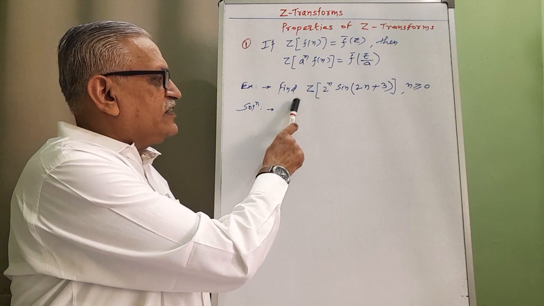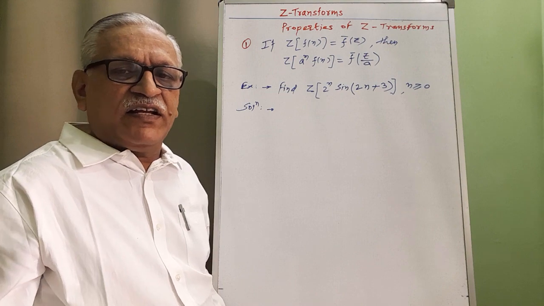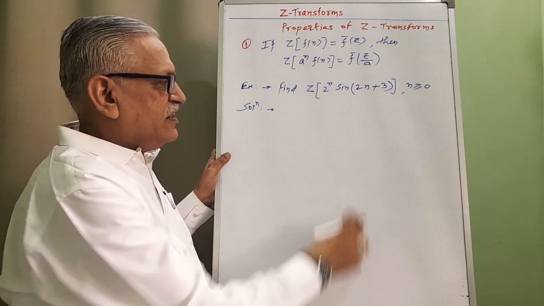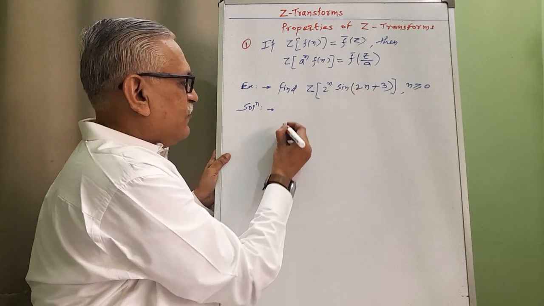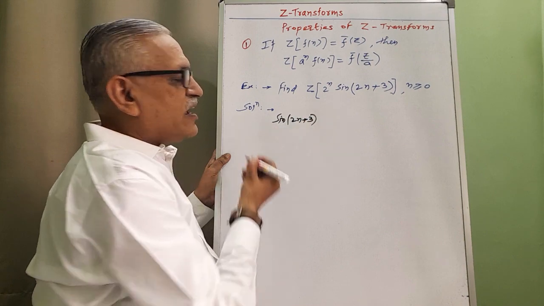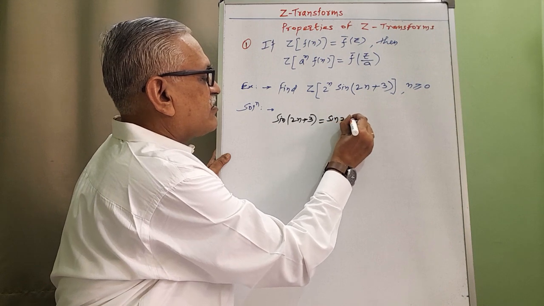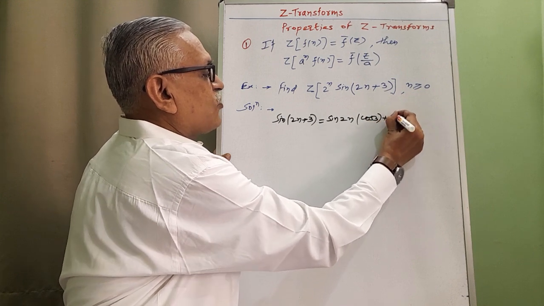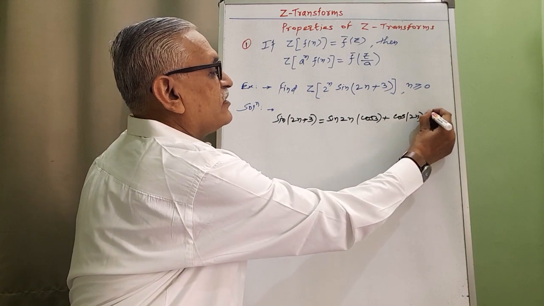Second example, find Z transform of 2 raised to n into sine of 2n plus 3 for the condition n greater than or equals to 0. Here f of n is sine of 2n plus 3 and that is multiplied by 2 raised to n, means we can apply this property. First of all, we have to expand that sine of 2n plus 3 as sine a cos b plus cos a sine b. Therefore, sine of 2n into cos 3 plus cos of 2n into sine of 3.